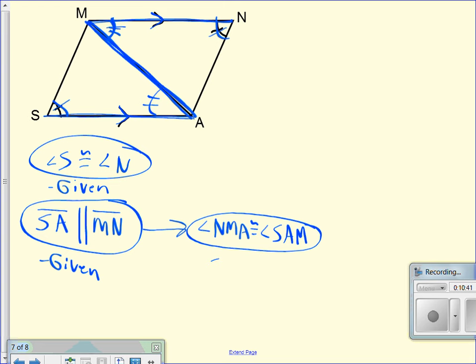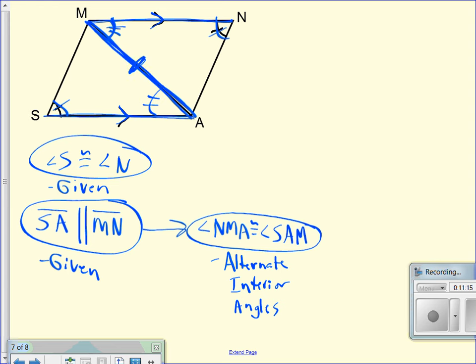And that's because they are alternate interior angles, or AIA for short. All right. Now, I've got one pair of angles, two pair of angles. It's enough to prove similarity, but I don't want to prove similarity. I want to prove congruence. So I got to look for another trick here, and I see it right in the middle. I got another shared side.